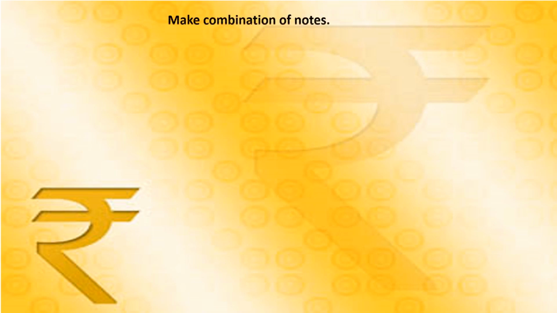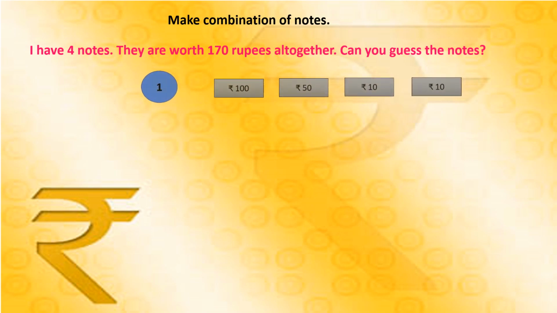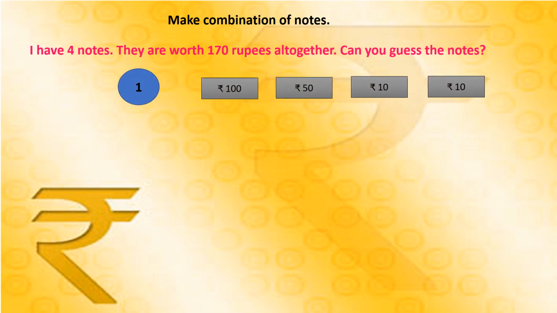Let's learn to make combinations of notes. I have 4 notes. They are worth 170 rupees altogether. Can you guess the notes? Now, children, this 170 we will break it up. So we take it as a 100 rupee note, and then 70 rupees we break it up as a 50 rupee note and a 10 rupee note and another 10 rupee note. This is the first combination.